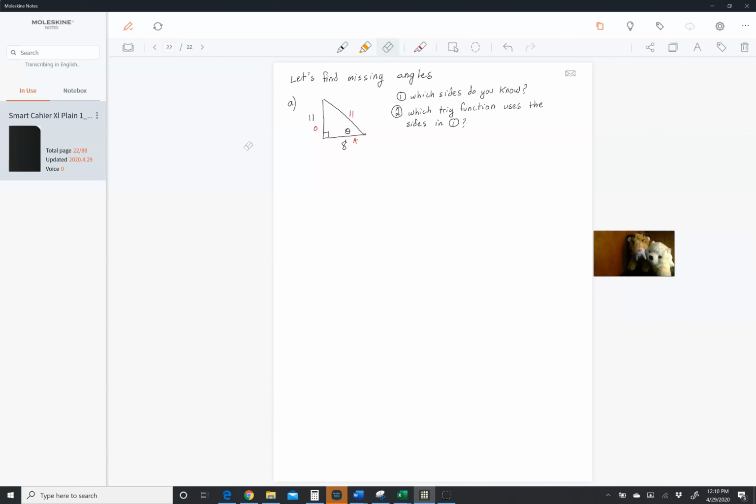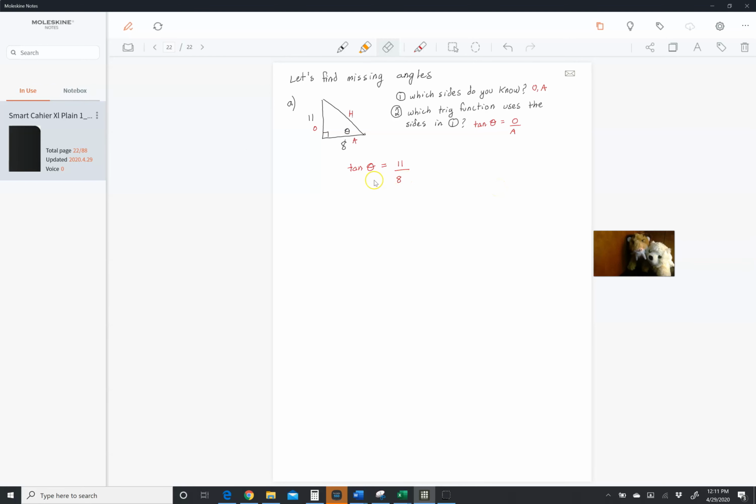Okay. So, which sides do we know? We know the opposite and we know the adjacent. Which trig function uses those sides? Tangent. Okay, so now, again, this is a plug and chug. Tangent of theta, theta is unknown, is the opposite over the adjacent.